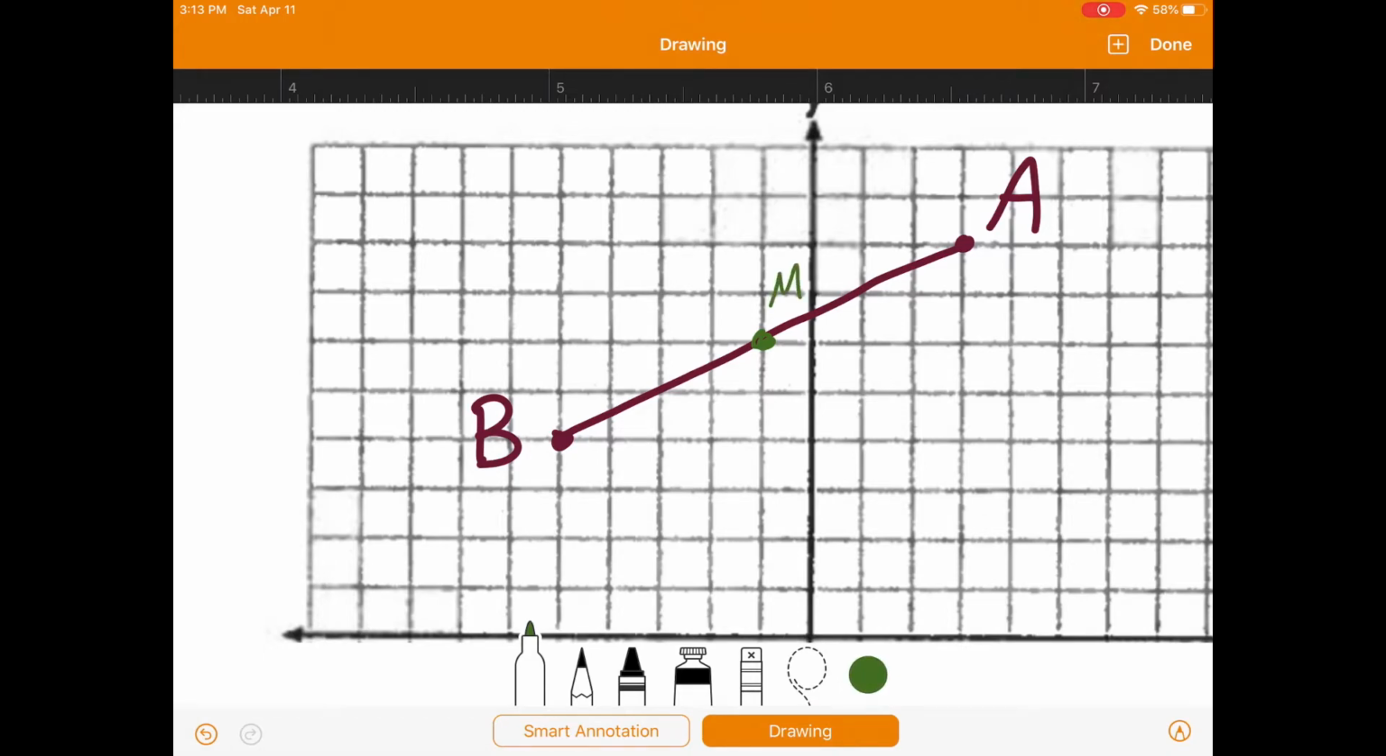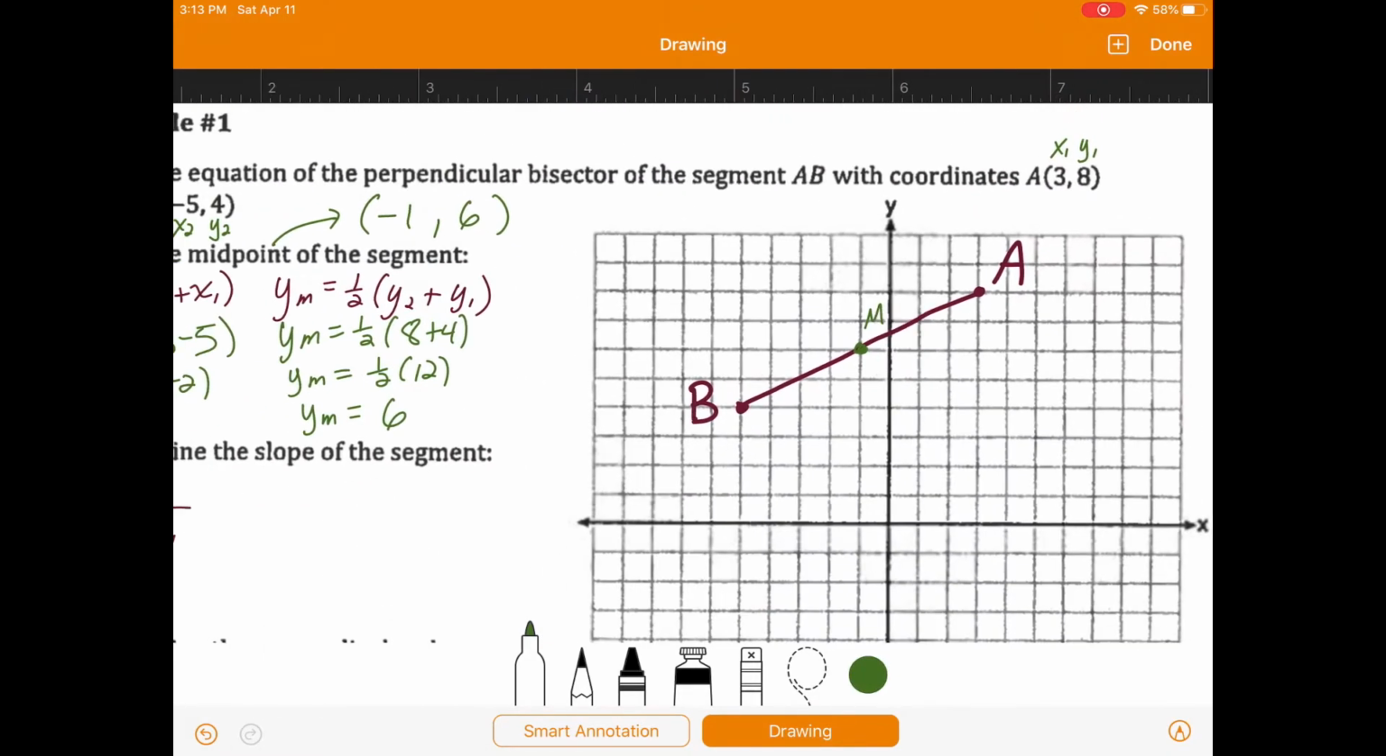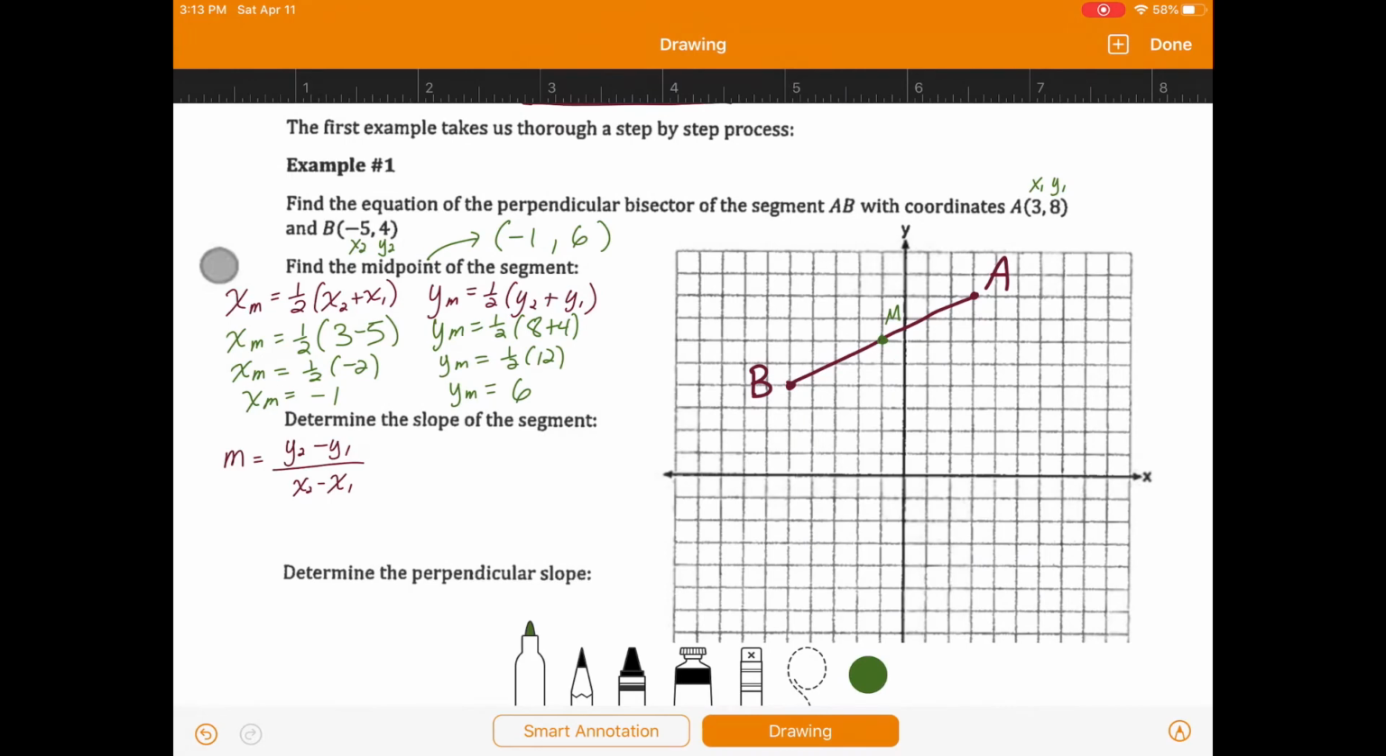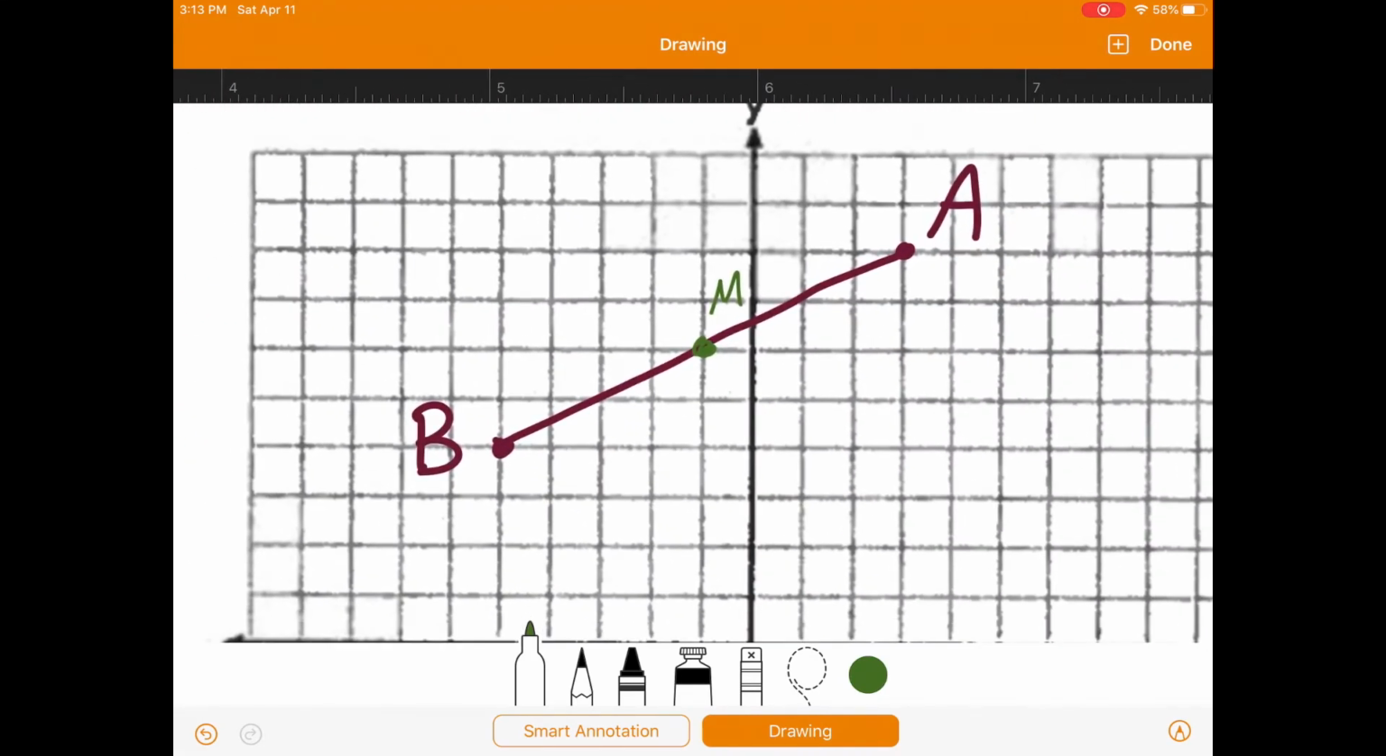So this is our midpoint. So that's one piece of this done. Now, we know that any segment bisector is going to go through that midpoint. Now, we're not sure if it's going to go through like this, or like this, or like that. Any one of those is going to be a segment bisector.